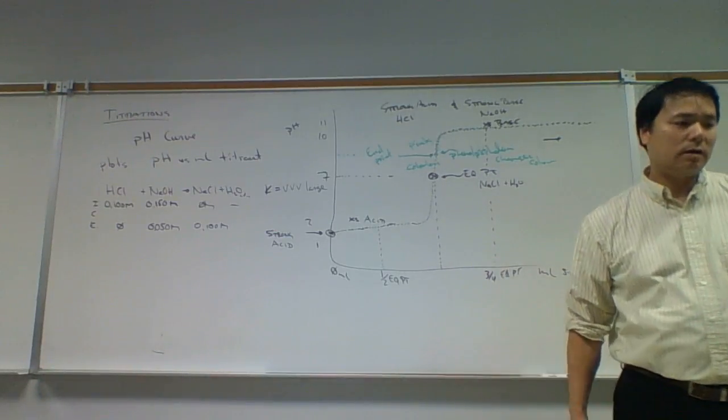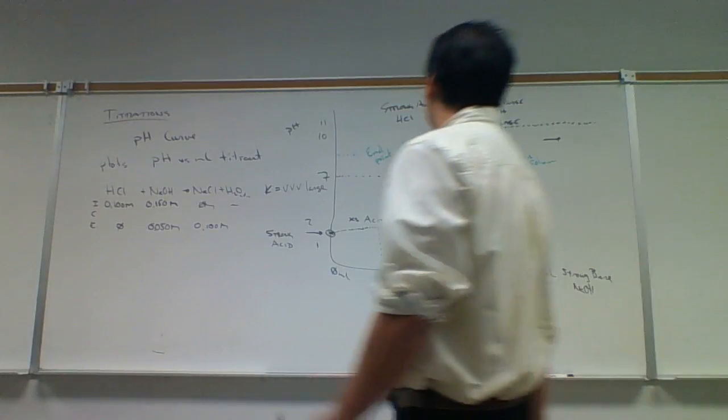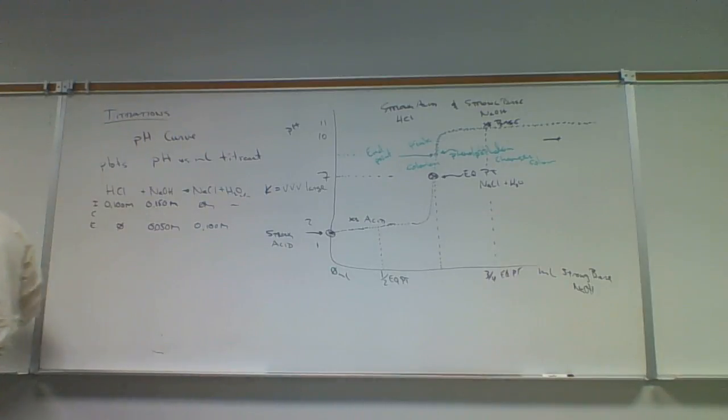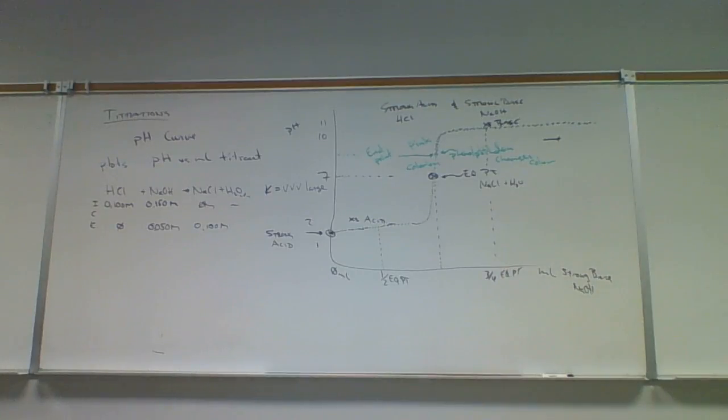Now, indicators are interesting because indicators are kind of like buffer systems. And so let's take a look at indicators really quick. Let me show you. We don't have to use phenolphthalein. There are other indicators that we can use. But some of them aren't going to be very useful. So for example, one of the indicators we might be able to use is something called methyl orange.